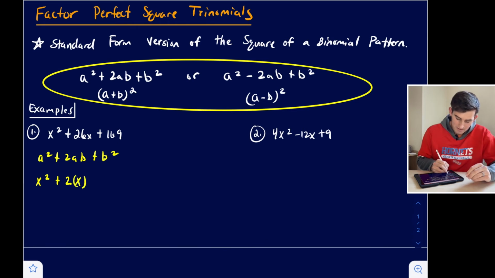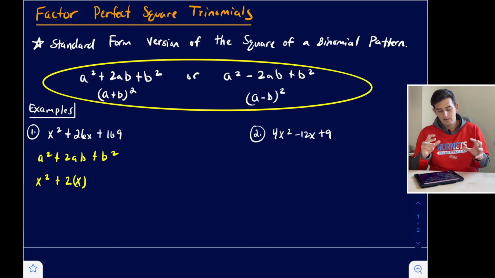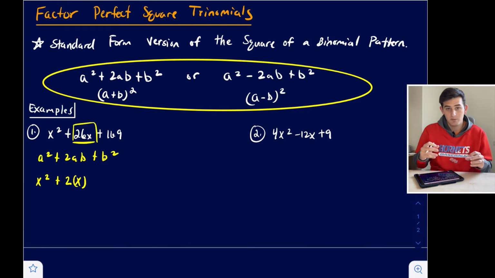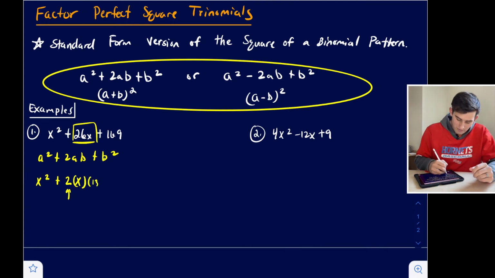A is x, but now for b, we have to be careful a little bit here. Our final term for b is 26x, right? So if we have a 2 right here, and we have an x, what do we multiply 2x by to get 26x? 13, right? So we know we need to put a 13 right here, which must mean that b is 13. So now we have 13 squared.